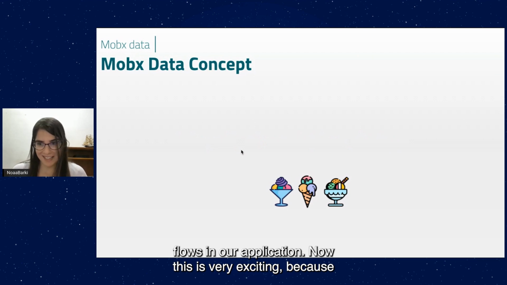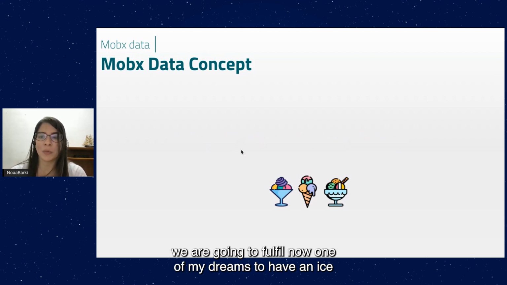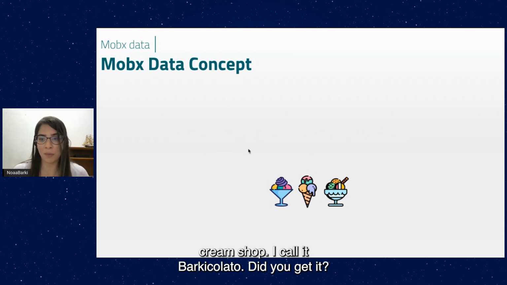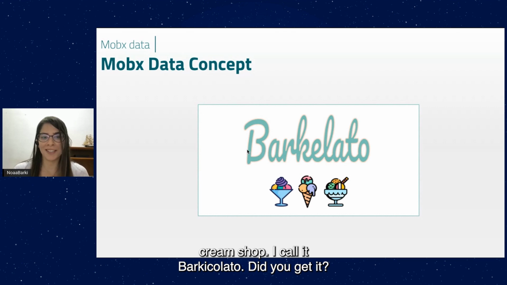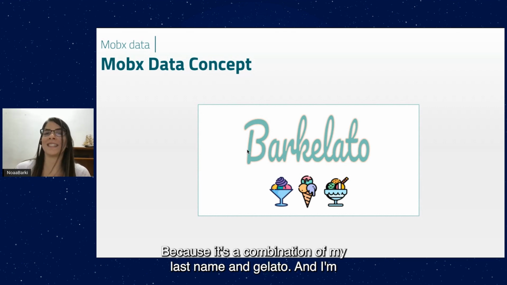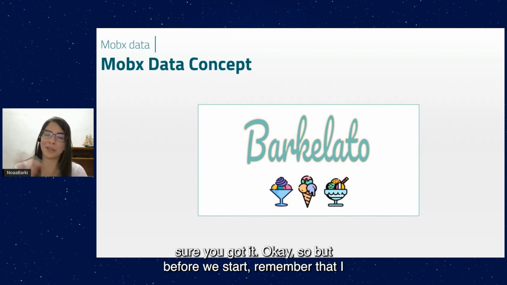Now, this is very exciting because we are going to fulfill now one of my dreams, to have an ice cream shop. I call it Barki. Did you get it? Because it's a combination of my last name and gelato. I'm sure you got it.